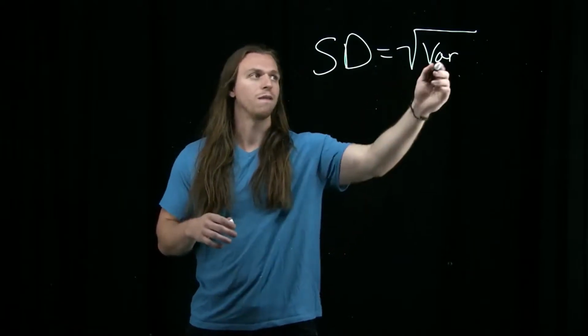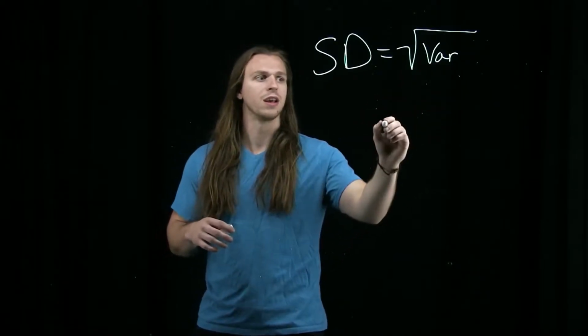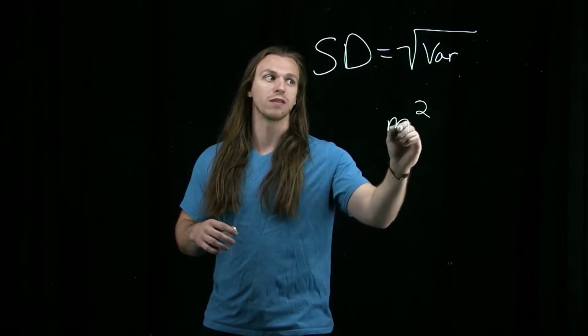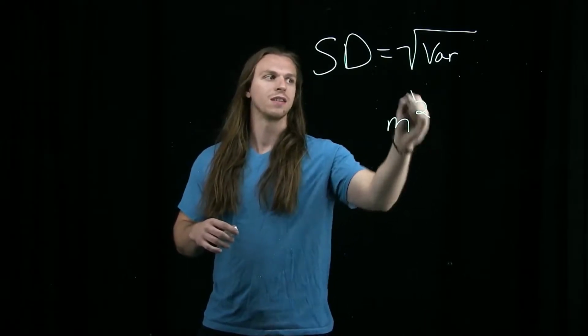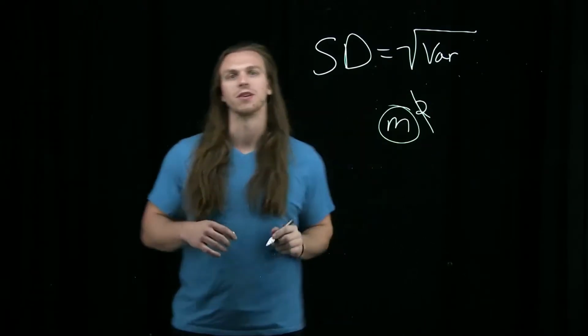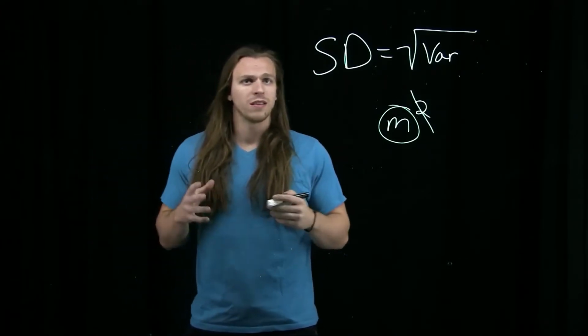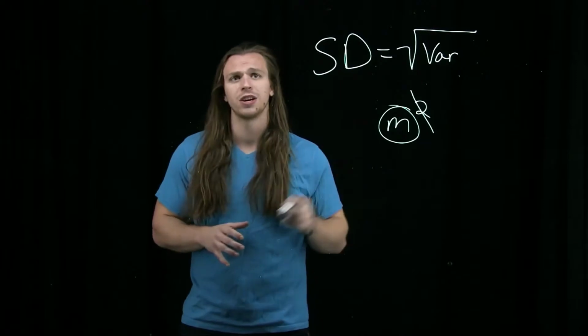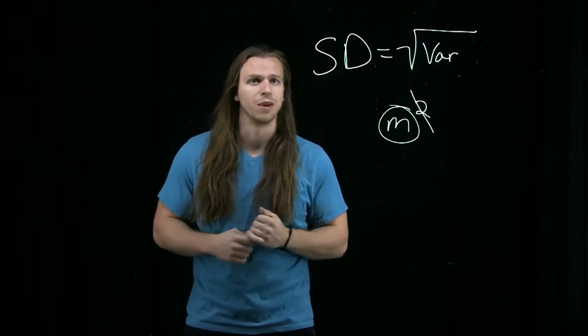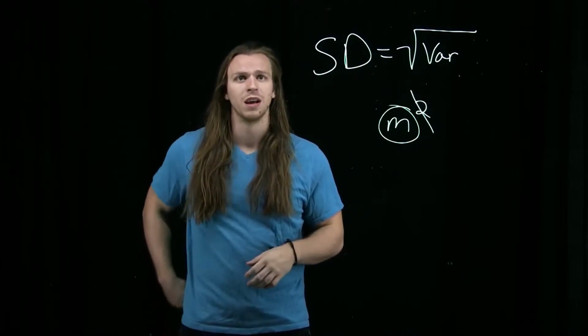So, while variance is measured in units squared, standard deviation will simply be measured in the same units as the mean. For ease of interpretation, standard deviation is often the preferred measure of data variability.